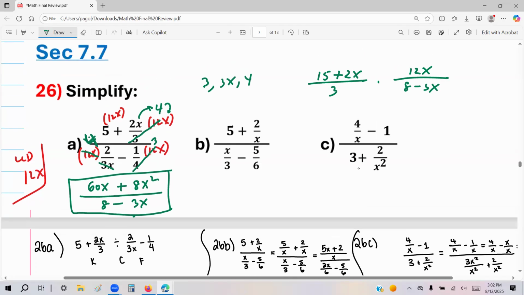So 3 goes into 12 four times. Of course, because you're multiplying. In multiplication, you can cancel. In division, you cannot cancel. You can cancel here because these are only one term. But you cannot cancel 3 with 15, because 15 has a relationship with 2x. In addition and subtraction, you cannot cancel. But this is 3 and this is 12x, and you're multiplying the two rational expressions, so you can cancel.